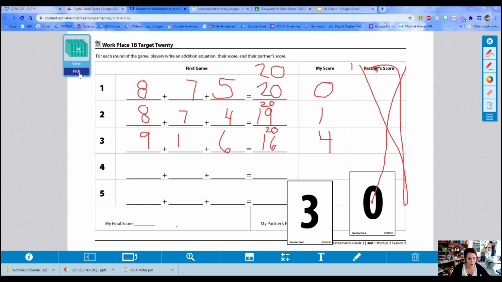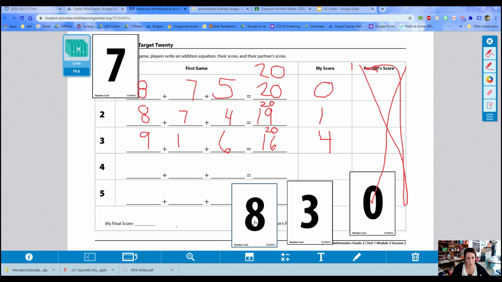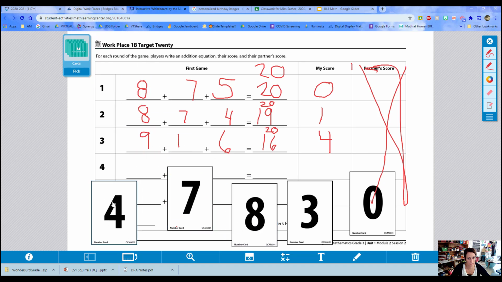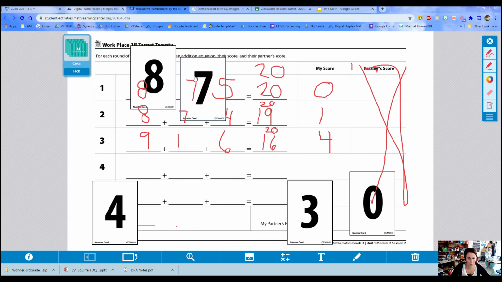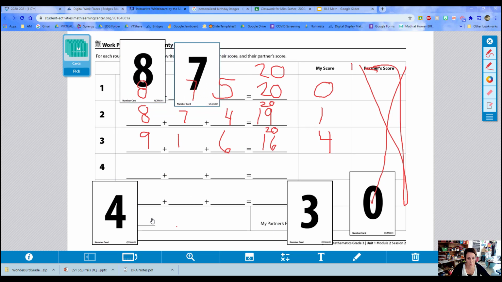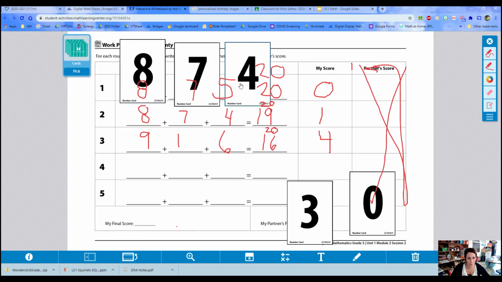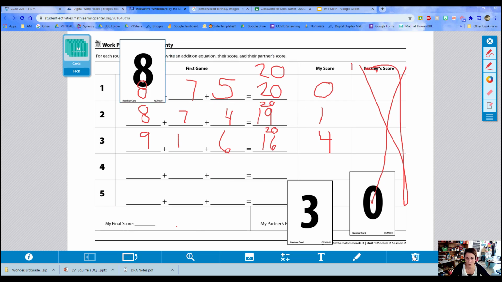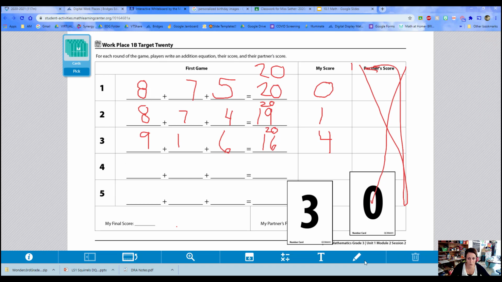Again, it would be your partner's turn, but since I'm playing by myself, I'm drawing 3 more cards. I'm going to go quicker towards the end here. So I have 8 plus 7. Those are the biggest numbers. They make 15. And then the next biggest number is 4, and so that's the same as round 2. So I have 8 plus 7 plus 4 again. I'm going to use that because it's very close to 20. And it's okay to use the same equation more than once if you get the cards. 8 plus 7 plus 4 equals 19, and I already know the answer to that is 1.